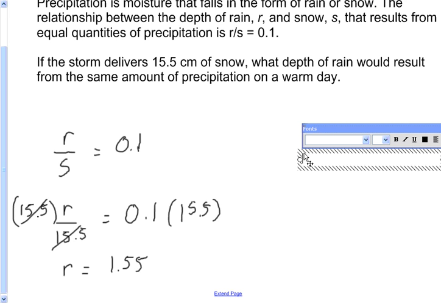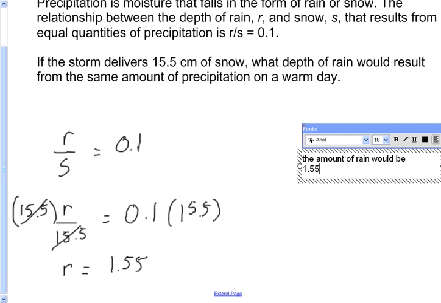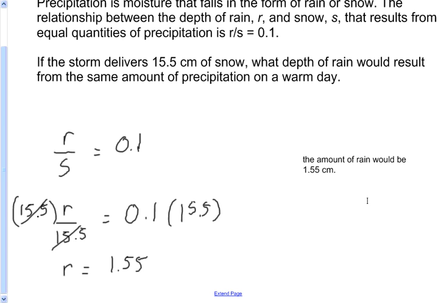So, the amount of rain would be 1.55 centimeters, period. There's my answer. That is an application of using equations. Now you can go on and do the practice questions for solving equations.